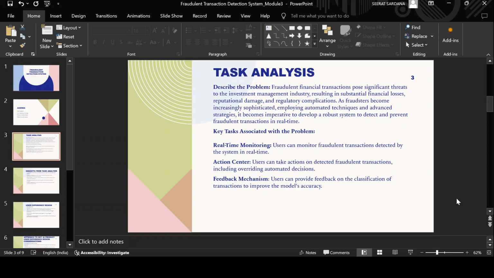So the problem statement which we are trying to solve is that fraudulent financial transactions pose a significant threat to the investment management industry, resulting in substantial financial losses, reputational damage, and regulatory complications. Fraudsters are becoming more and more sophisticated. They are employing new automated techniques. So we need to design a system which is able to circumvent all of these advanced techniques, and we just need to be one step ahead of the fraudster to detect all of those fraudulent transactions.